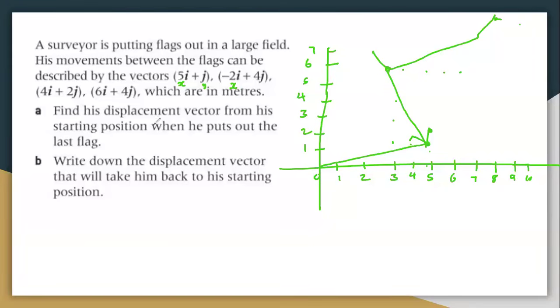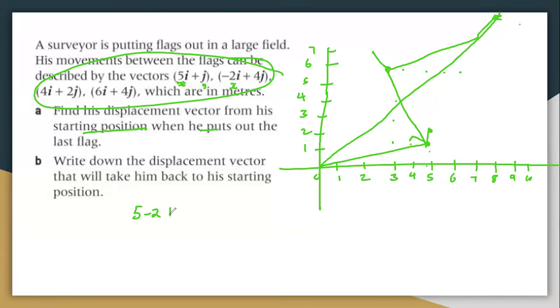So the question is asking, find his displacement vector from his starting position when he puts out the last flag. So in other words, they're asking you to have everything here. What I expect you to do is add up everything you have here. When we are adding, remember we add the i's and the j's alone. So I expect you to add the 5, the negative 2, the 4 and the 6, and that is your i, and then go to the j and you'll come up with that answer.